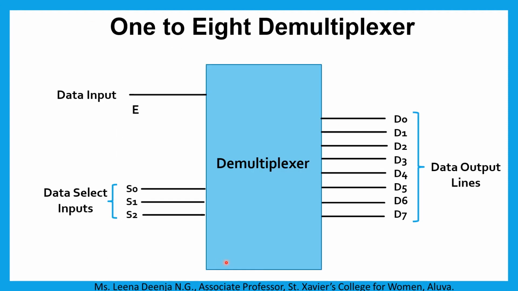The logic symbol of the 1 to 8 demultiplexer is shown in this figure. Here there is only one data input line, that is the E line as before. But here there are three data select inputs S0, S1 and S2. And there are 8 data output lines D0, D1, D2, D3, D4, D5, D6 and D7.